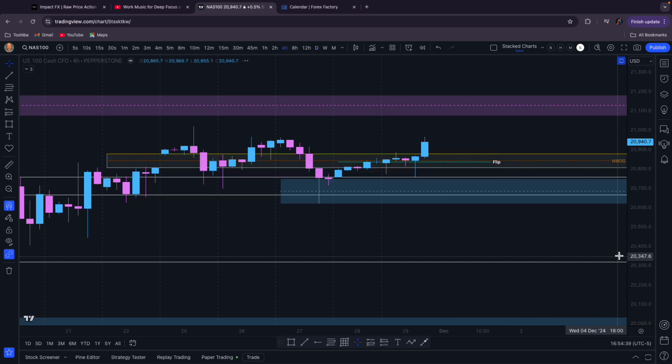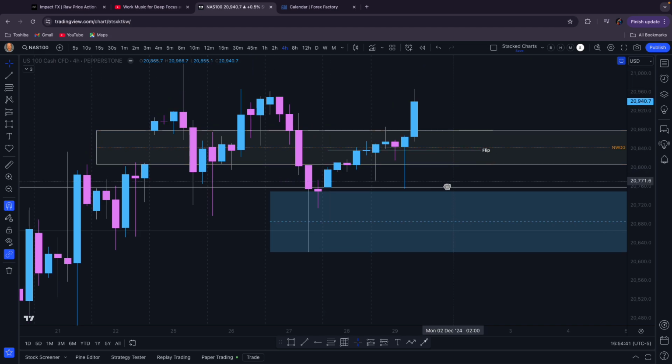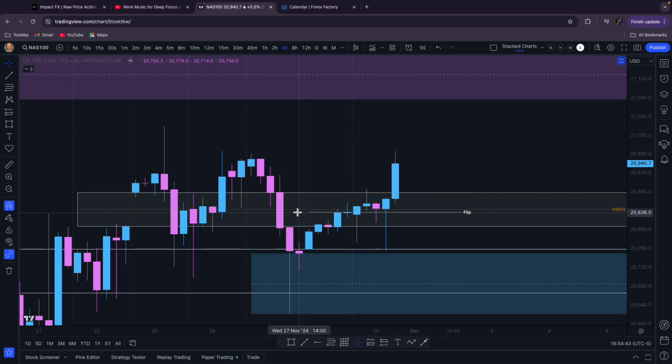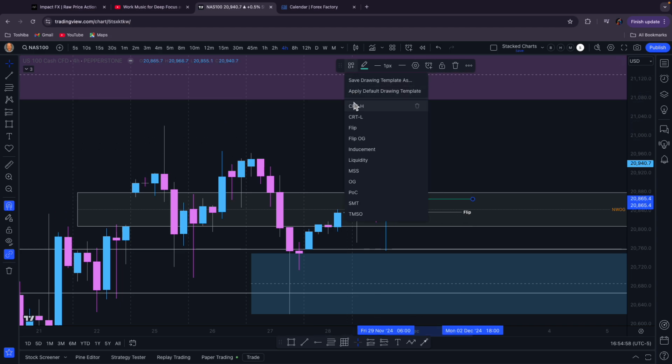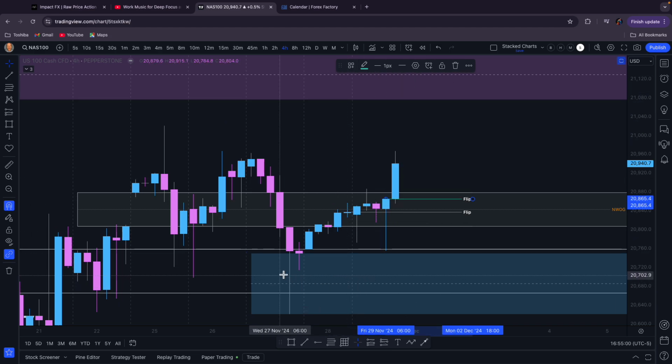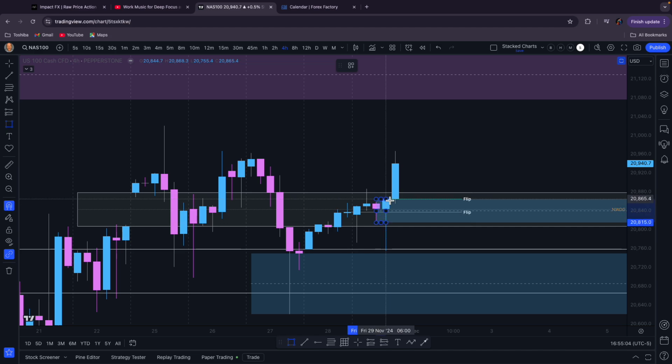I'll just go right to the 4 hour. All right, so there's that daily flip, and we have what's happened here? Daily. There's a 4 hour. There's that big one, but probably lower time frame to buy from.